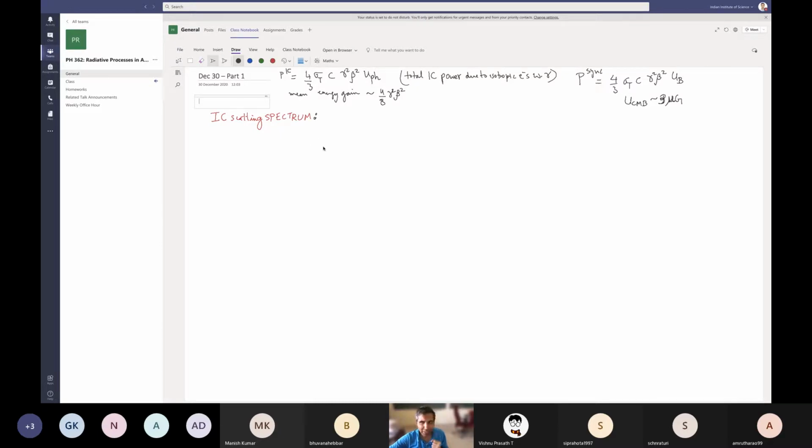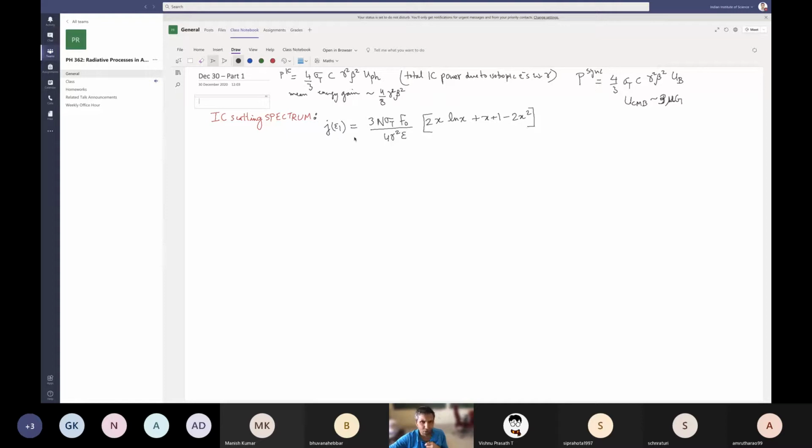So let me write down the expression. The expression is J(epsilon_1). Let me first write it down and then explain what the different variables are. So N sigma_T F_0 divided by 4 gamma squared epsilon, times 2x log x plus x plus 1 minus 2x squared. So this is the expression for the emissivity.